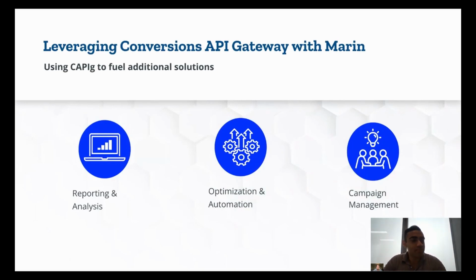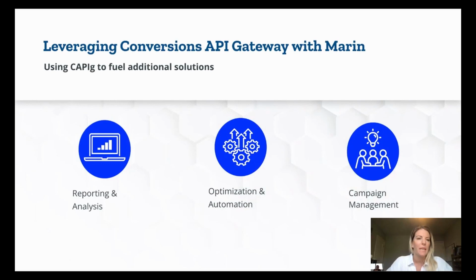So in the context of Conversions API Gateway and Marin, there are many opportunities to fuel additional solutions in these categories. In reporting and analysis at a high level, you get more accurate data from CAPI and the benefits of Marin's reporting automation and visualization. Advertisers can marry CAPI data with data from other sources within Marin and have a complete picture of performance. In optimization and automation, advertisers can use these CAPI signals in conjunction with Marin's automated rules for hands-off optimization. And teams can also better manage their ads within Marin when they have that full picture of performance from CAPI.